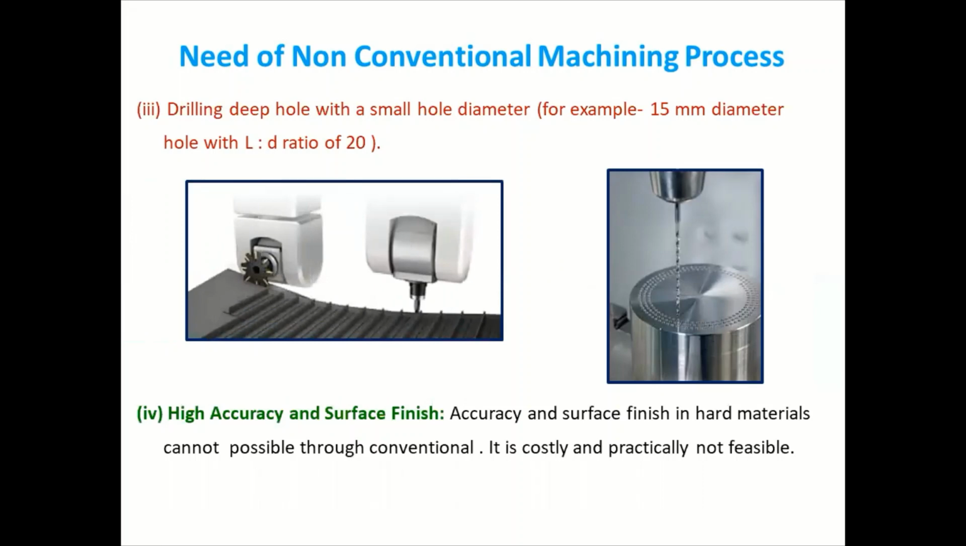As far as accuracy is concerned, in conventional machining we never get very high accuracy. But in non-conventional machining, it is very easy and most feasible. Then machining of composites: any type of composite material can especially be machined in non-conventional machining.